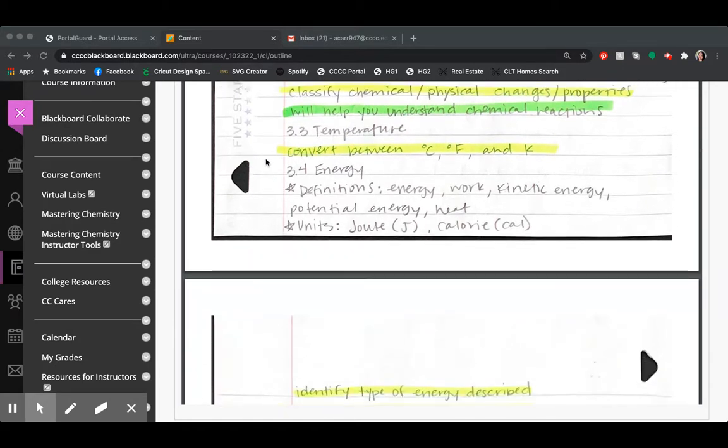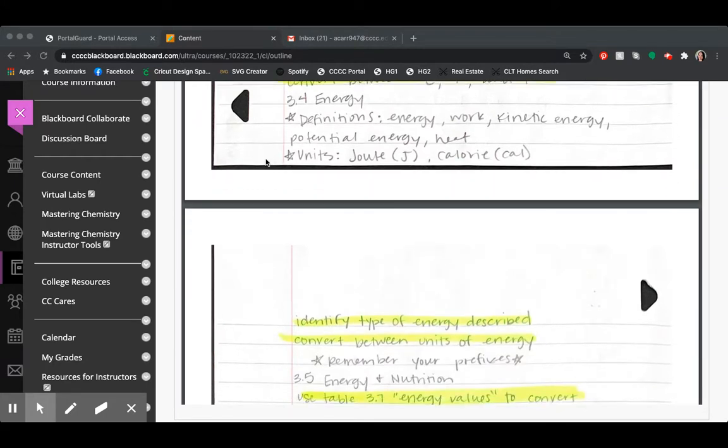Section 3.3 is on temperature. It's pretty straightforward. All you have to be able to do for that section is convert between different units of temperature. So we have degrees Celsius, degrees Fahrenheit, and Kelvin. And there are some things in chemistry that require degrees Celsius, some require Kelvin. Degrees Fahrenheit is almost never used, but oftentimes the problem will be in Fahrenheit and ask you to convert to one of the other two units of temperature.